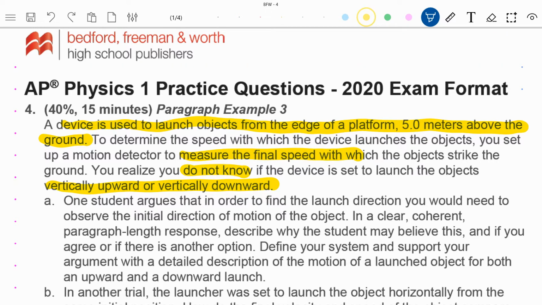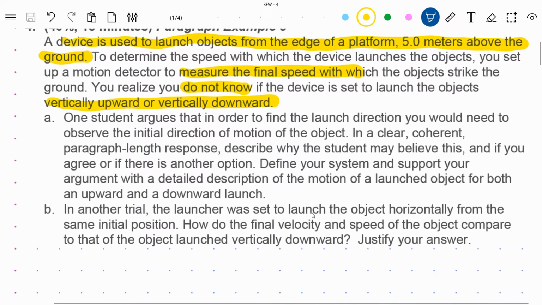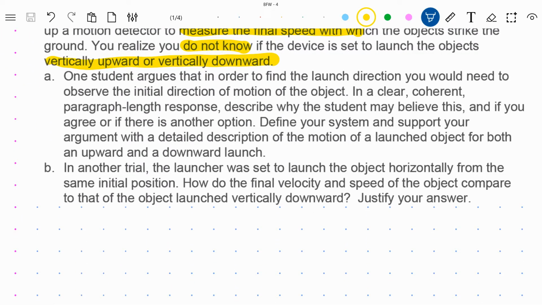Now part A says that one student argues that in order to find the launch direction, you would need to observe the initial direction of motion directly, basically. So you'd have to look, according to this student, if you wanted to determine which way it was launched, vertically upwards or vertically downwards. Our task is to write a clear, coherent, paragraph-length response, and of course that is standard language for prompting us to start writing a paragraph-length response, to describe why the student may believe this, and, if you agree or not, if there is another option.